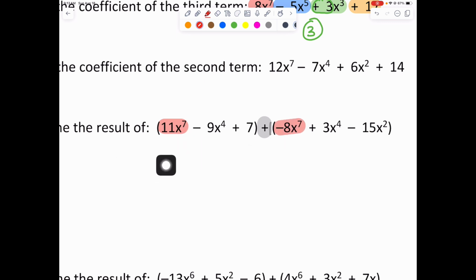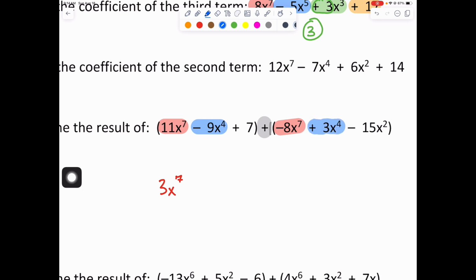Now, if you would like to go ahead and do the computation, you can. 11x to the 7th minus 8x to the 7th. Well, how many x to the 7th does that leave you? Yes, exactly. 3x to the 7th. All right, we'll move on to our second term with the negative 9x to the 4th. Can it be combined with anything? It certainly can. Great job.